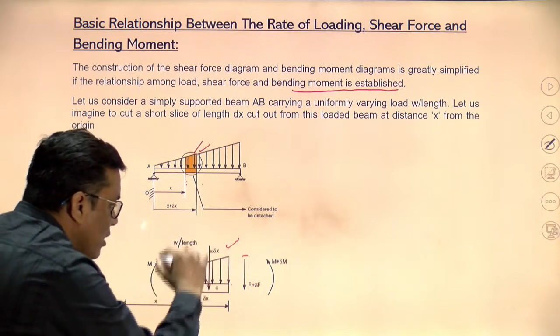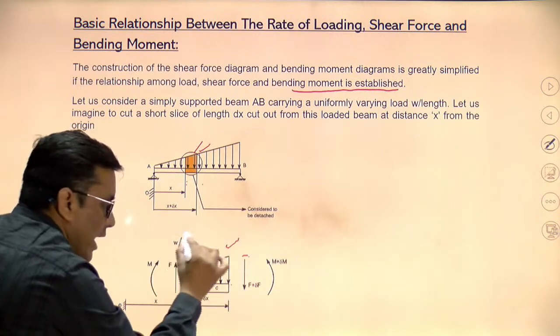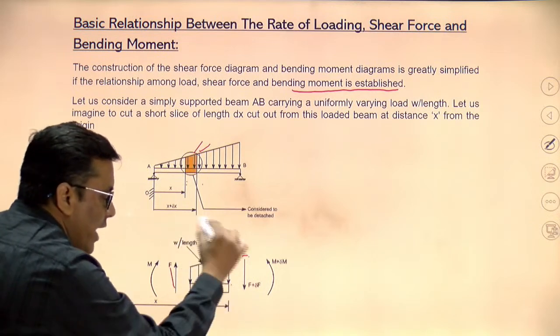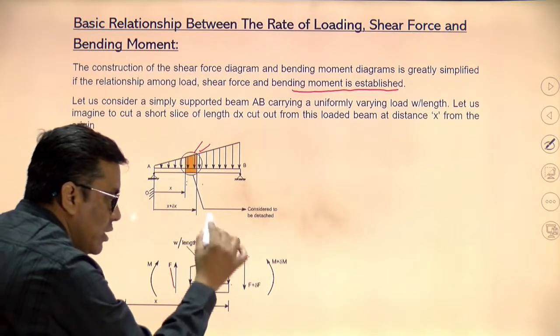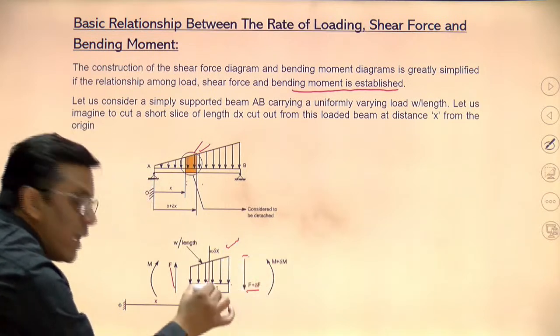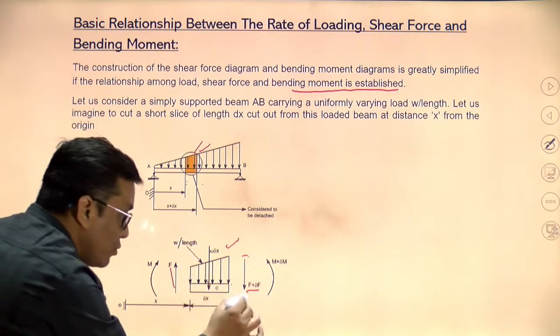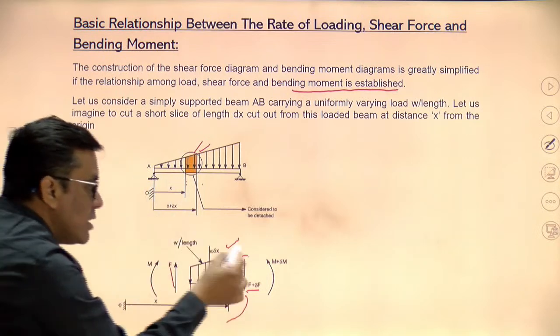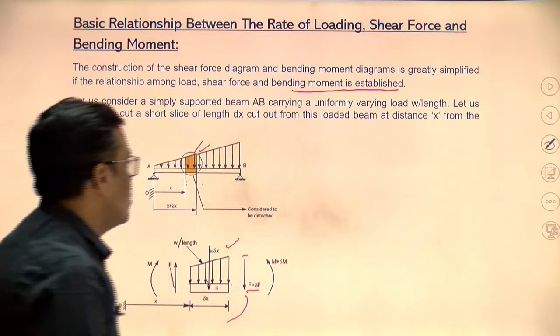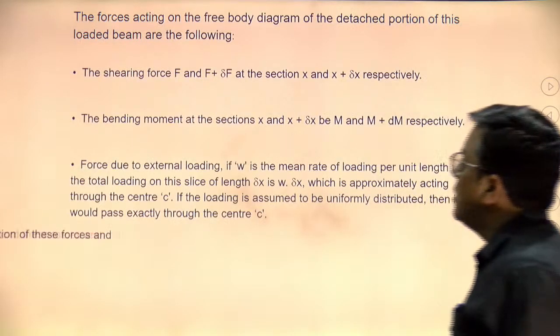All these are clockwise, M clockwise. Because of this F at point C, the direction of moment, the rotational tendency, is clockwise. Because of this F plus delta F, the rotational tendency, F plus delta F into delta x by 2, will be clockwise, and M plus delta M is anti-clockwise. So this is what I am saying here.